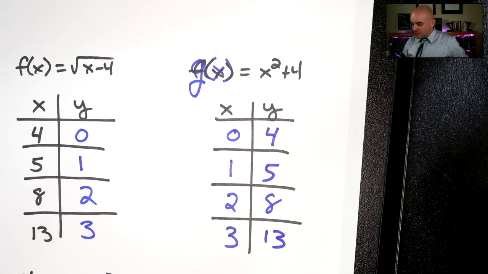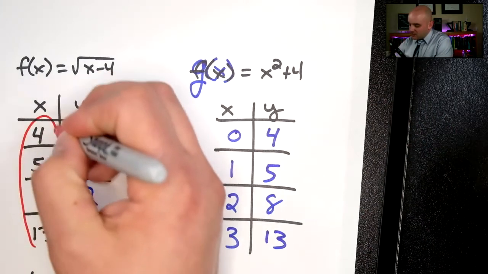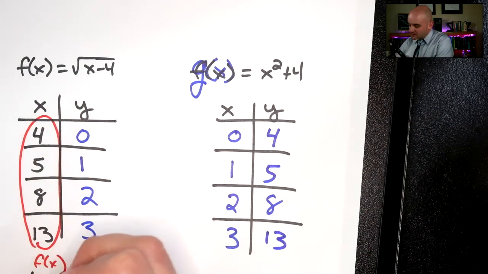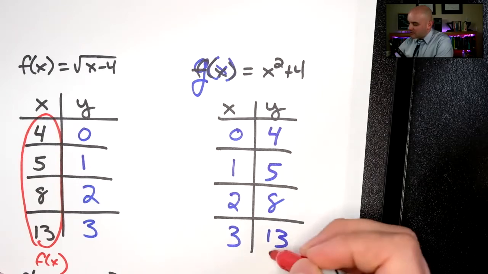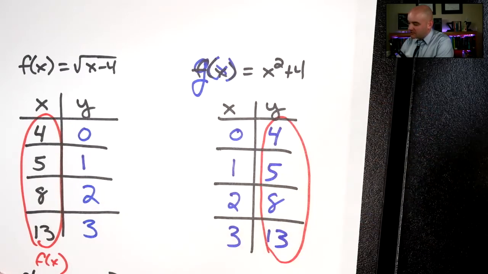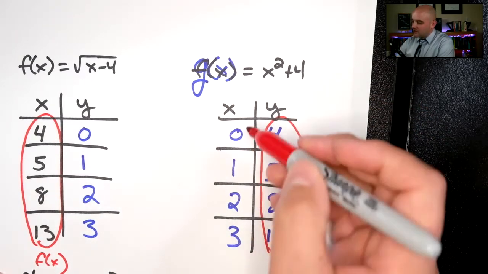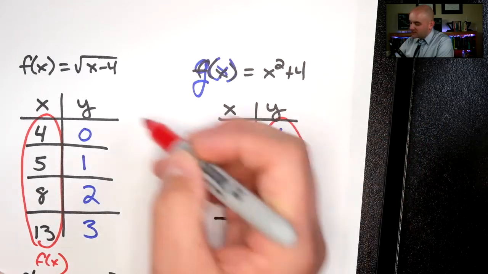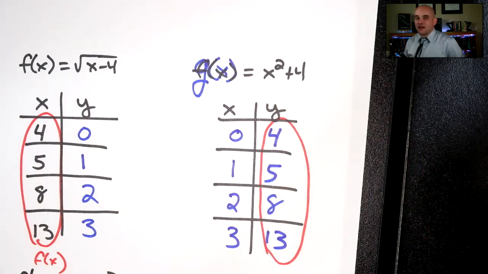So I want you to notice something. These are my inputs to the f of x. And notice they become my outputs on the g of x. Likewise, my inputs on the g of x become the outputs on the f of x. That's because they're inverses. They undo one another, right? And that's what's happening when we say the f of g of x equals x. It takes you back to the beginning, which you originally put in.